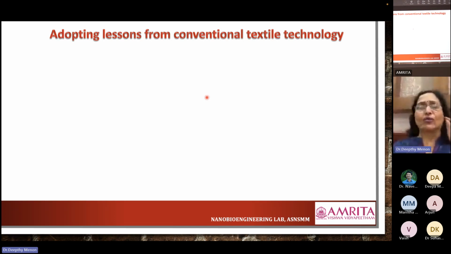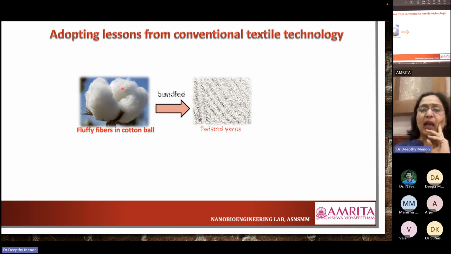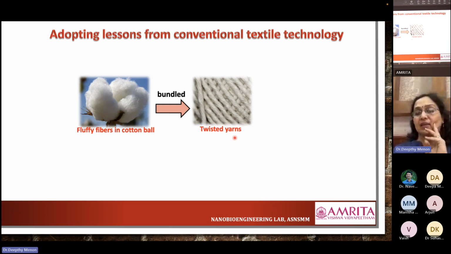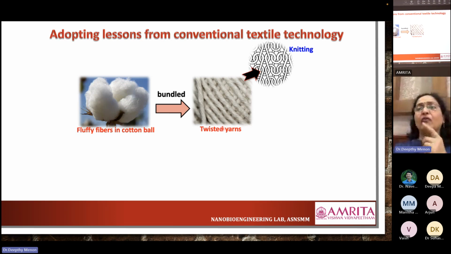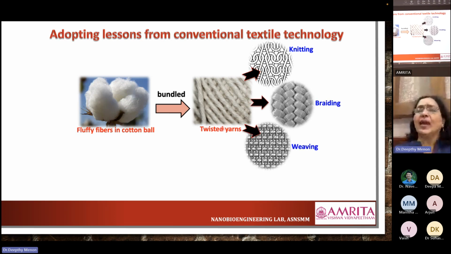I already told you electrospinning gives you fibers. All of us have seen this, fluffy fibers in a cotton ball. What do you do with this? These fluffy fibers can be taken and bundled together and you can make yarns. Once you have a yarn, which is nothing but a thread, you can weave it, you can knit it, you can braid it. You can do any conventional textile technology technique.